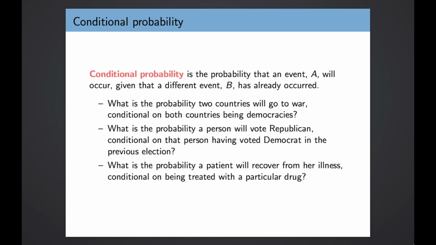Next, we're going to talk about the concept of conditional probability. So conditional probability is the probability that an event A will occur given that a different event B has already occurred. Some examples of conditional probability questions are: what is the probability that 2 countries will go to war against one another, conditional on both countries being democracies? What is the probability that a person will vote Republican, conditional on that person having voted Democrat in the previous election? What is the probability a patient will recover from her illness, conditional on being treated with a particular drug?